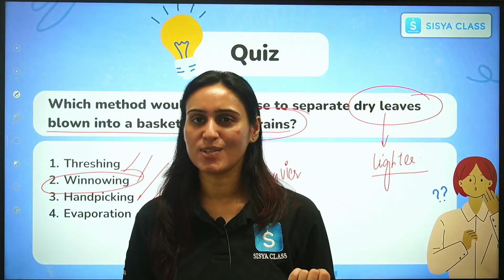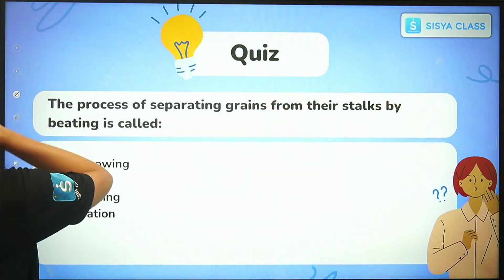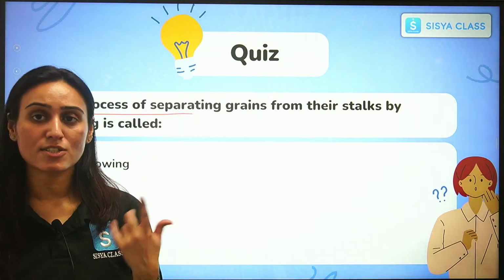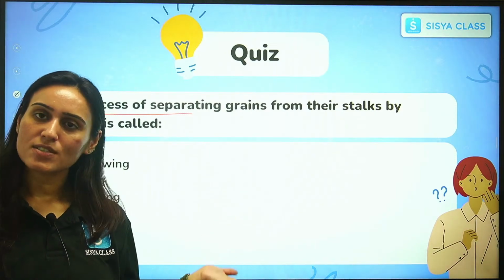You just have learned about it, right? Let's move ahead. Let's talk about the process of separating grains from their stalks. You have just now answered it, everyone. We are talking about threshing here. We have just now learned about it.